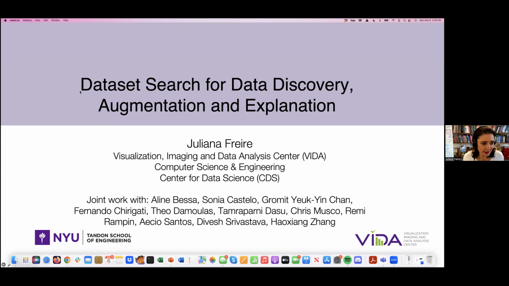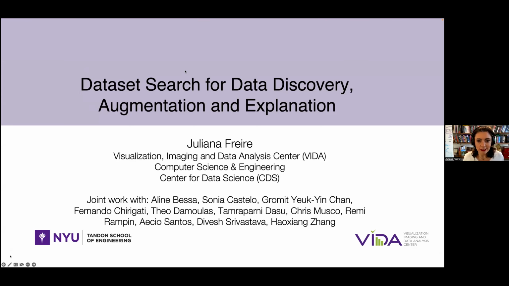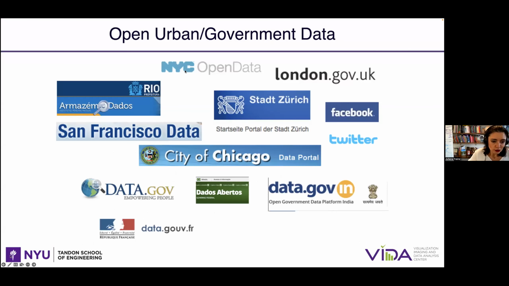So why is this a problem? We live in a data-rich world. Our increasing ability to collect and catalog immense amounts of data about our environment, society, and people, together with the push towards transparency and openness, has led to an explosion of open data repositories. That's for government data, city data, urban data, and you name it. So there are tons and tons of repositories with these open data sets.